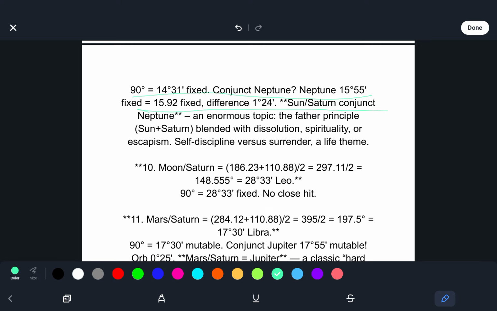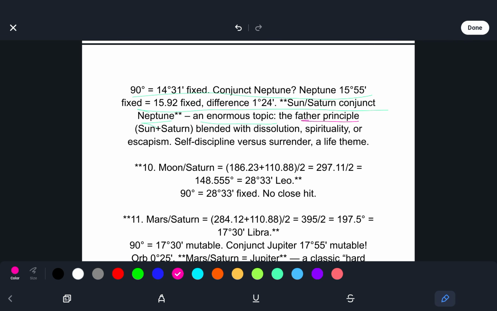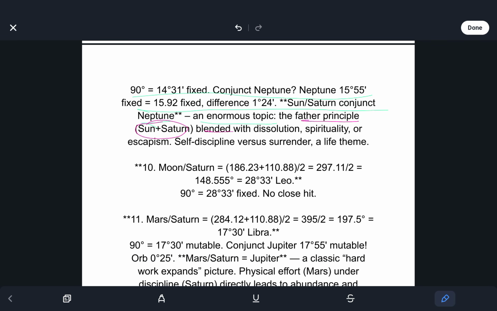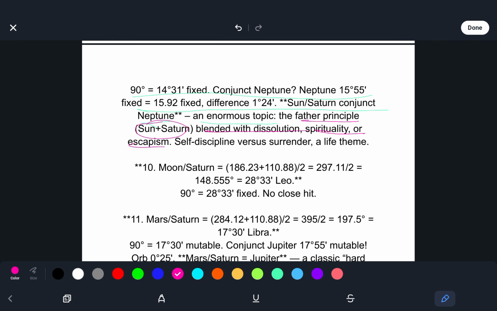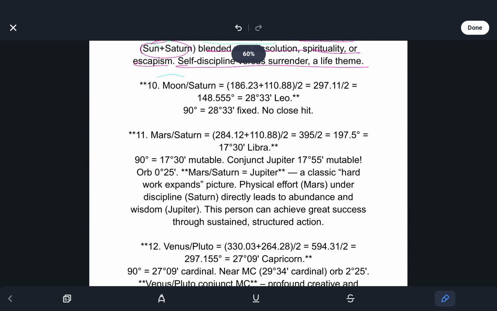The difference between Neptune and this is 1 degree 24, so Sun, Saturn conjunct Neptune. An enormous topic is the father principle, which is Sun and Saturn, blended with dissolution, spirituality, or escapism. Self-discipline versus surrender, a life theme. Alright, so Moon, Saturn, there is no close hit.